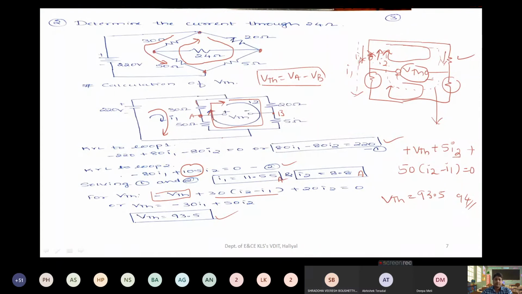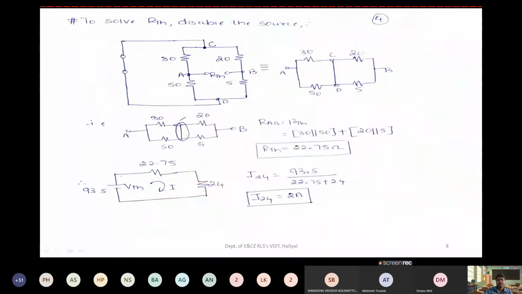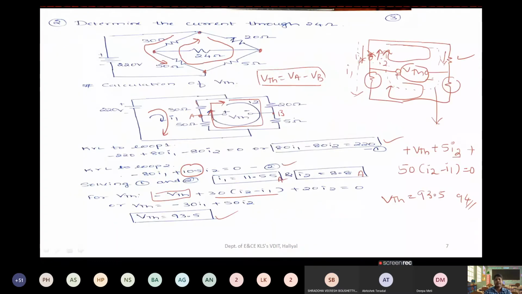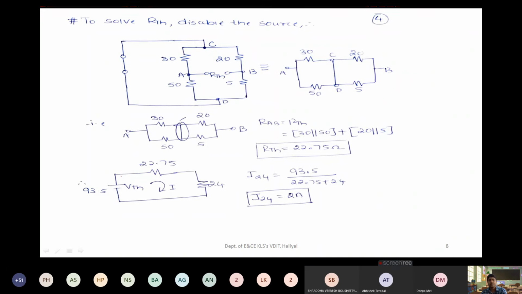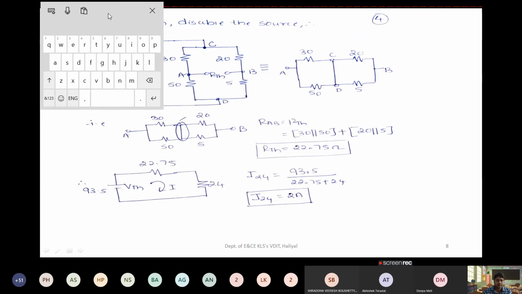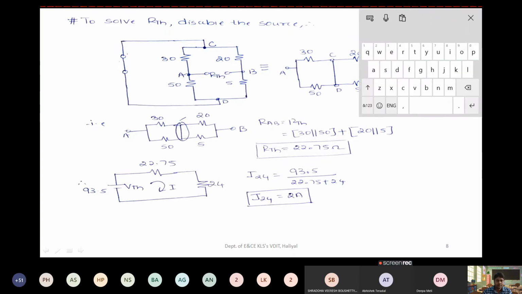Okay, once you find VTH, the second step is what? You have to find RTH. I have just modified the view. We had a circuit like this, in a diamond shape. I have made it rectangular or square, whatever you call it. In order to calculate RTH, first you have to disable the source. Here we had the voltage source, hence it is short circuited.